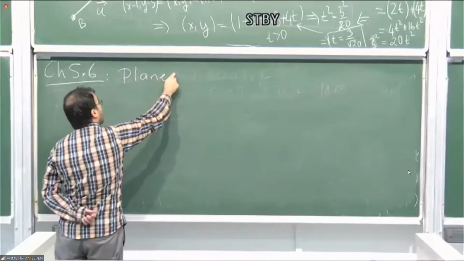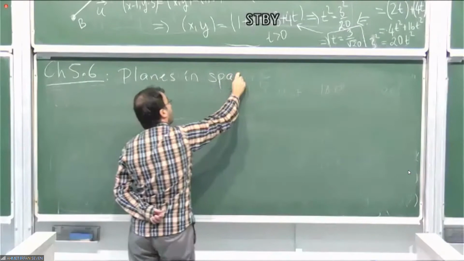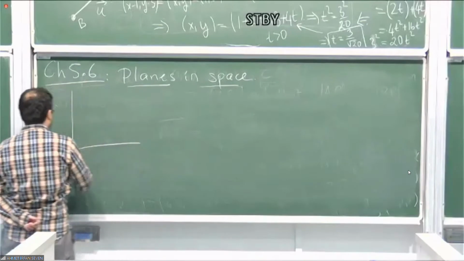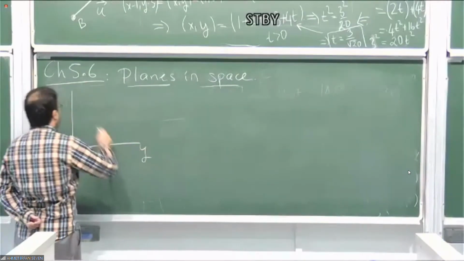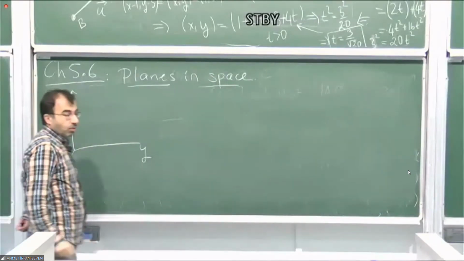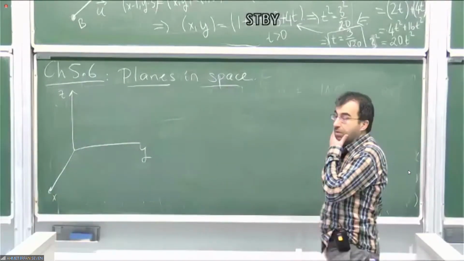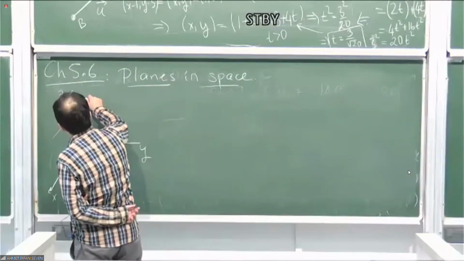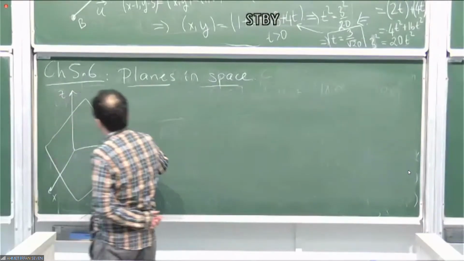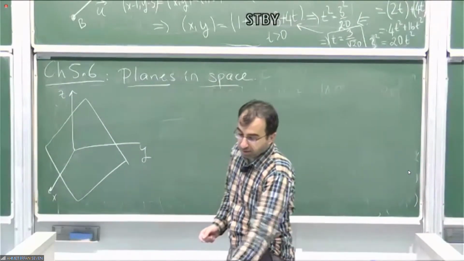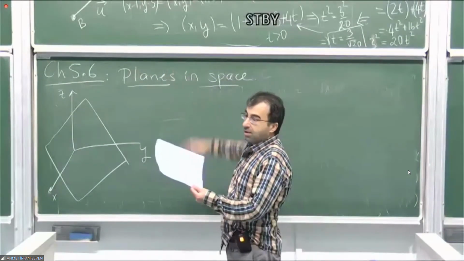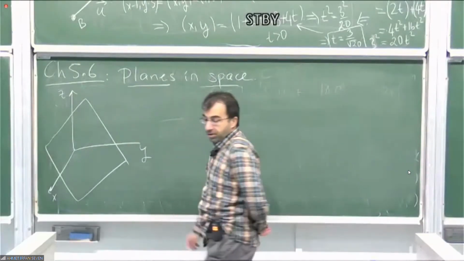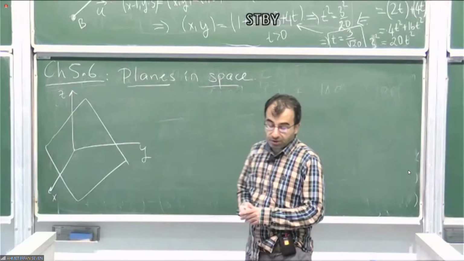So, planes in space. For space we use this coordinate system, x, y, z, as you know. And we want to find equations for planes. So planes, you know what a plane is. A plane is a two-dimensional thing, just like this paper extending in every direction. Okay. We want to find an equation. For this, we will use vectors as we did for lines.